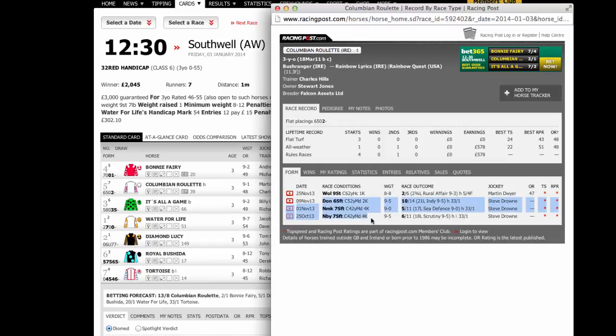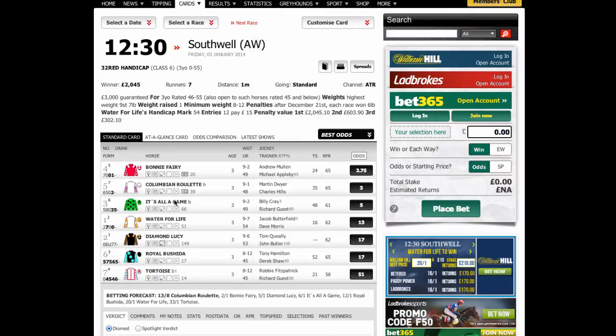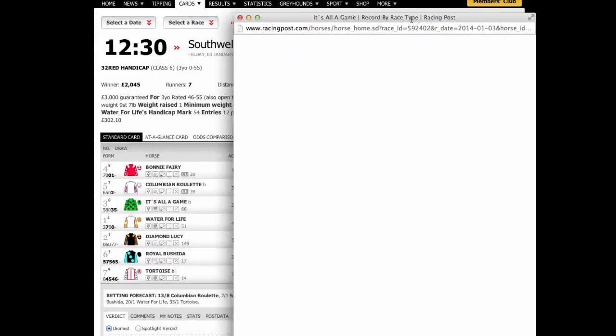Based on these down here, it doesn't like soft ground. It's quite hard to say whether it likes a shorter distance, but probably not as strong as Boniferri. So at the moment we prefer Boniferri, who is a closer distance, performed better, and on the same track as today. Okay, then we open It's All a Game.